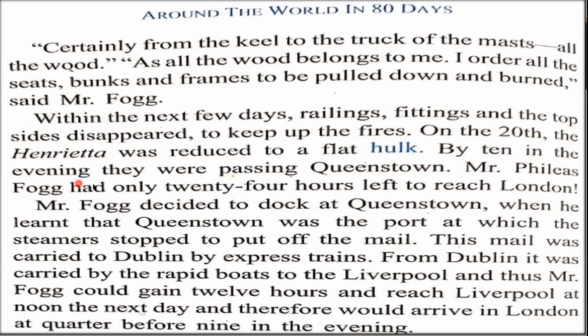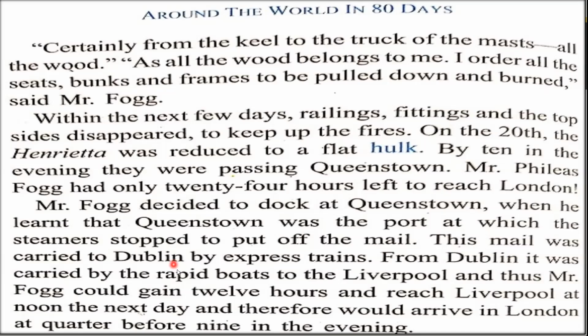By 10 in the evening, they were passing Queenstown. Mr. Phileas Fogg had only 24 hours left to reach London. Mr. Fogg decided to dock at Queenstown when he learned that Queenstown was the port at which the steamers stopped to put off the mail.